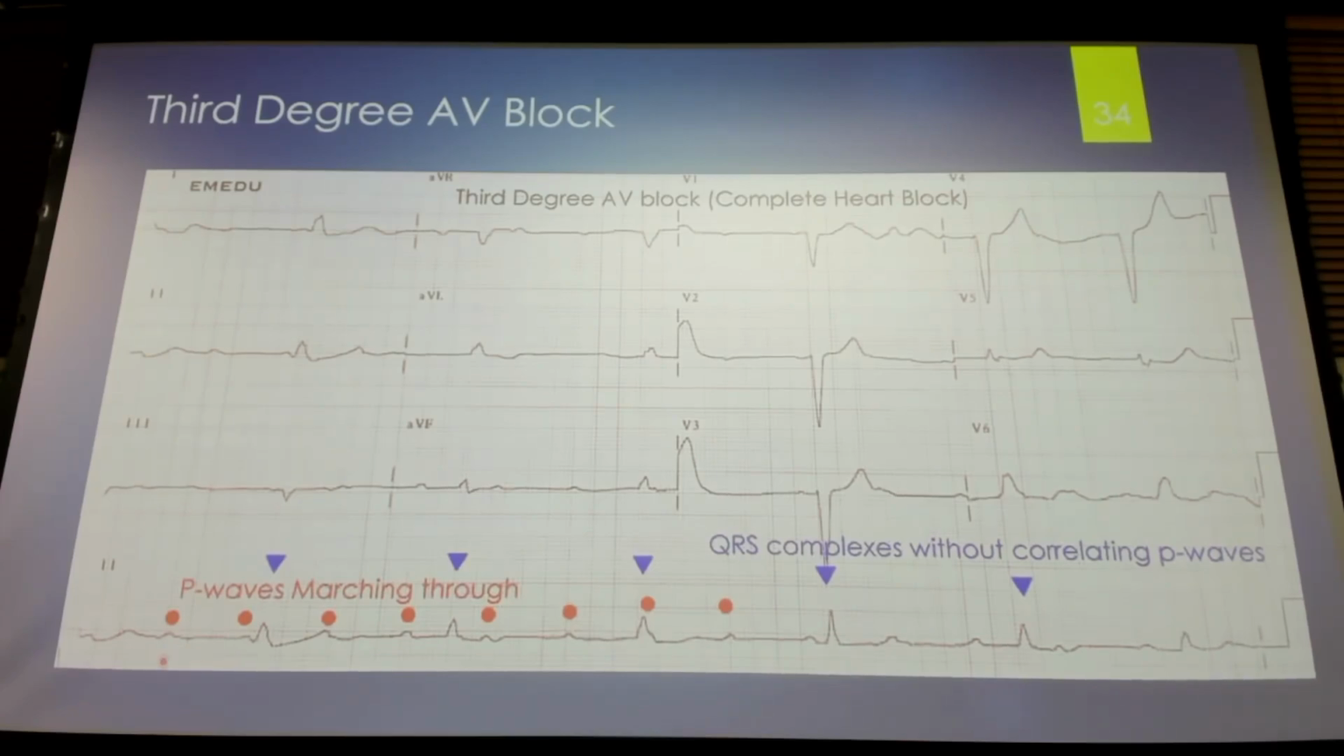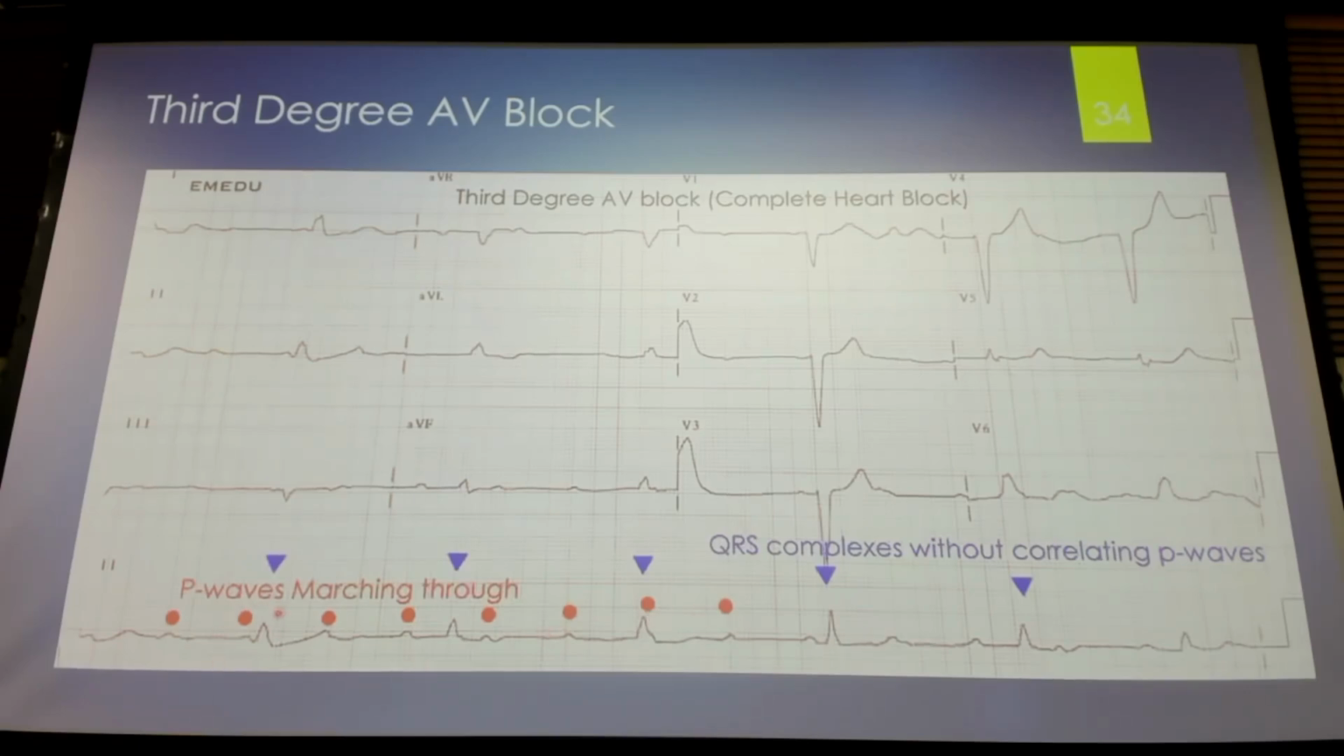Sometimes you won't be able to see what the P wave would be. Like right here's a P wave, but it's inside that QRS complex. I only know that that's there because I'm marching these P waves out. There has to be a P wave there because the atria are depolarizing. Then there's another P wave here, another P wave here. These are marching out. And then look at our ventricles.